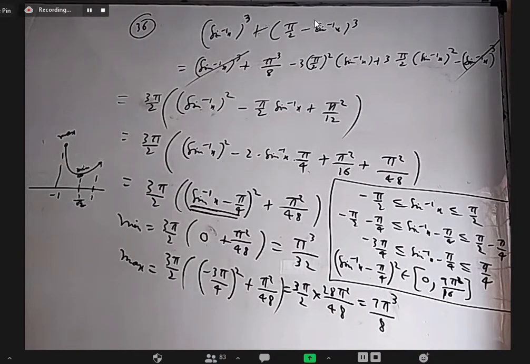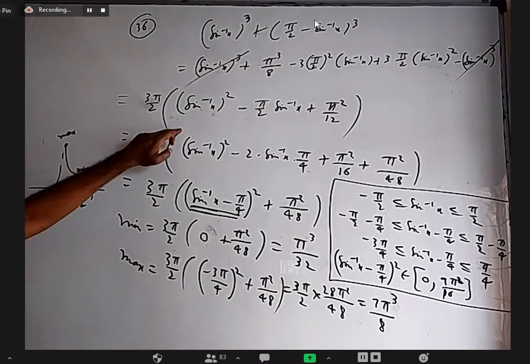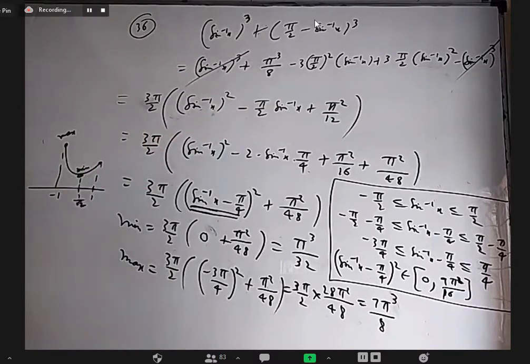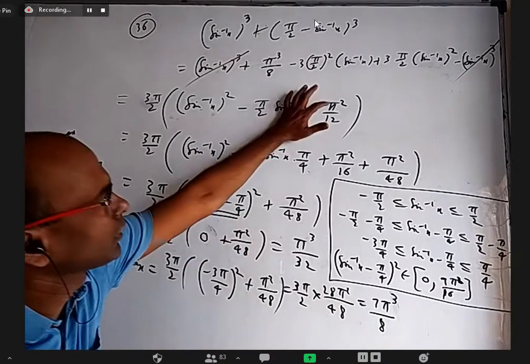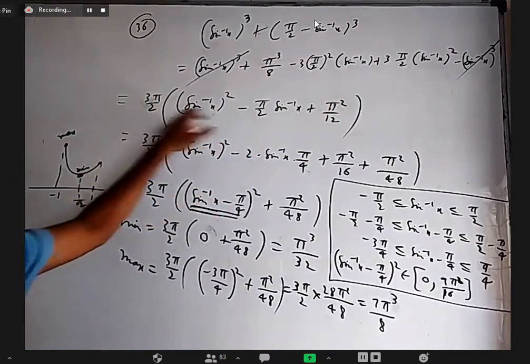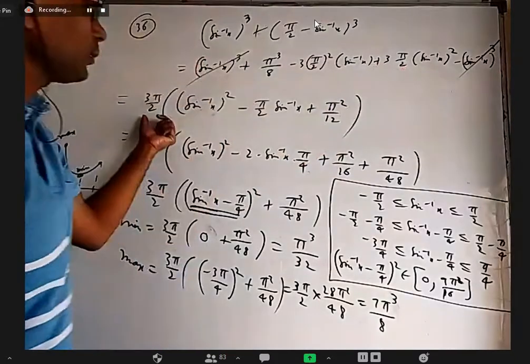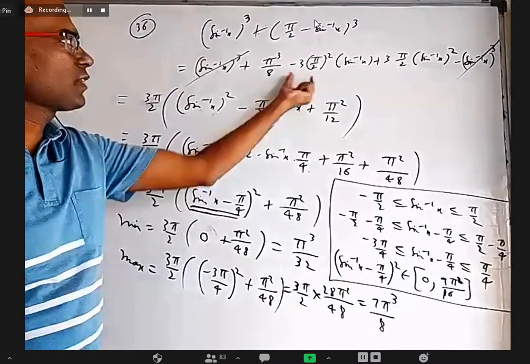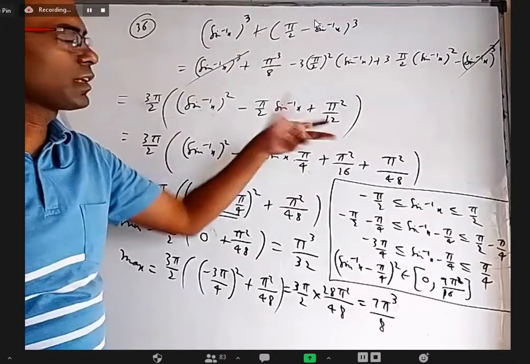Anybody still any doubt regarding 36? Yes, sir. Yes, what is your doubt? Sir, the third step, how you simplified, I did not get. I took 3 pi by 2 common, that's all. So that next step, okay, that I'll explain, but somebody has a doubt. Because sin inverse x whole square has 3 pi by 2 as coefficient, this 3 pi by 2 I took common. How did this one become this divided by 3 pi by 2?